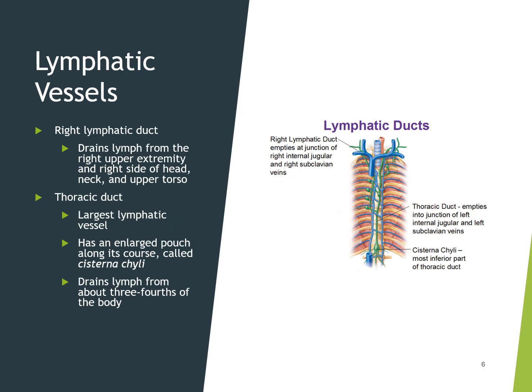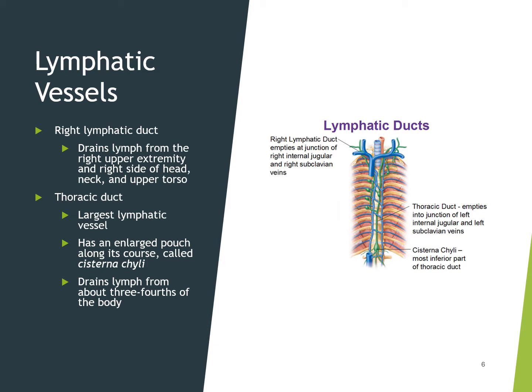So once this lymph fluid is picked up by the lymphatic capillaries, it's going to travel through the lymphatic system until it meets the terminal ducts of the lymphatic system, and those are the right lymphatic duct and the thoracic duct. The thoracic duct is the larger one and drains about 3/4 of the body's lymph, and then that lymph fluid is going to dump into the venous system.